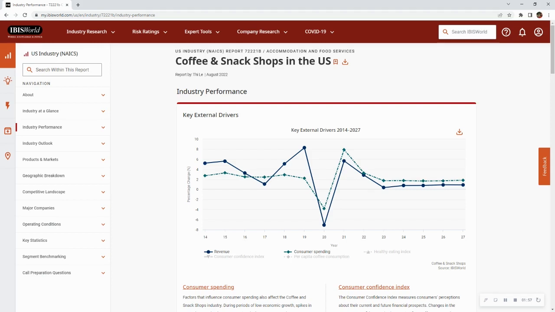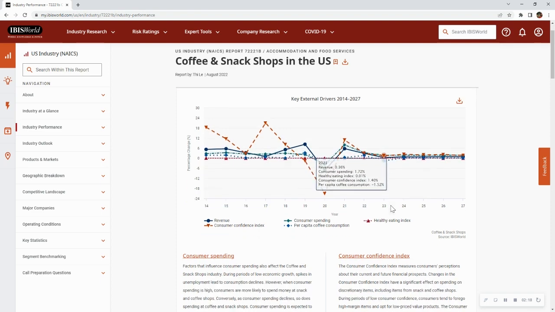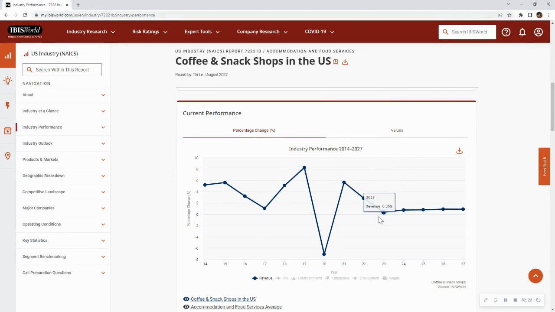The first thing we take a look at are key external drivers. And these are things that go beyond the control of a business that could be potential risks to their operation. So taking a look at the various things we track here, revenue, the consumer spending, healthy eating index, all things related specifically to coffee and snack shops, we can see how those trends have changed over time and give you more details on them. We then go into the actual current performance numbers.